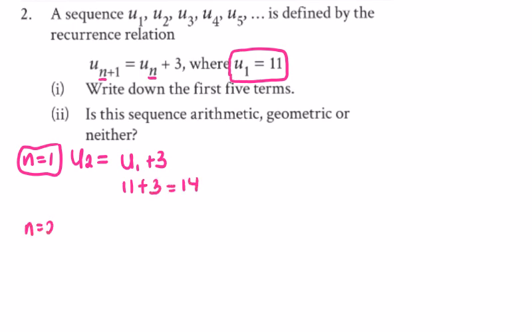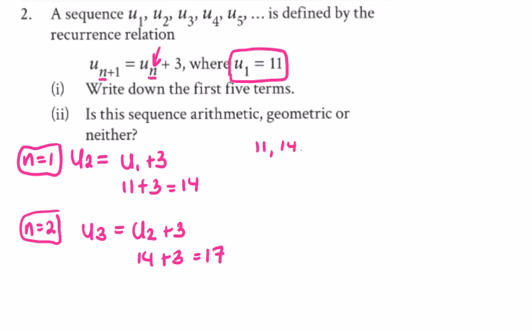14. When n is equal to 2, we get term 3 or u3. It's going to be u2, putting 2 in for n, plus 3, which is 14 plus 3, which is 17. So you can see what's happening here. We're just adding 3 each time. So we have 11, 14, 17, 20, and 23. And this is a linear or an arithmetic sequence for question 2.